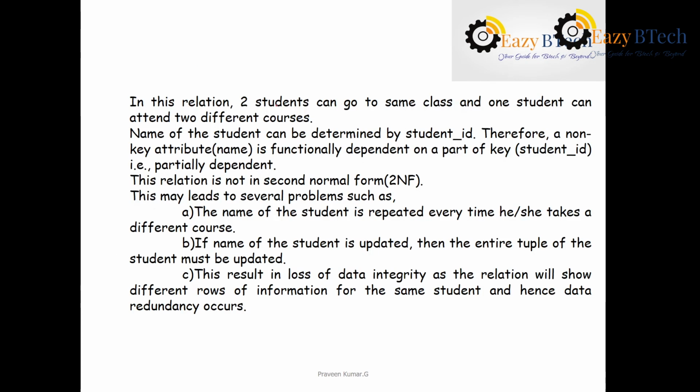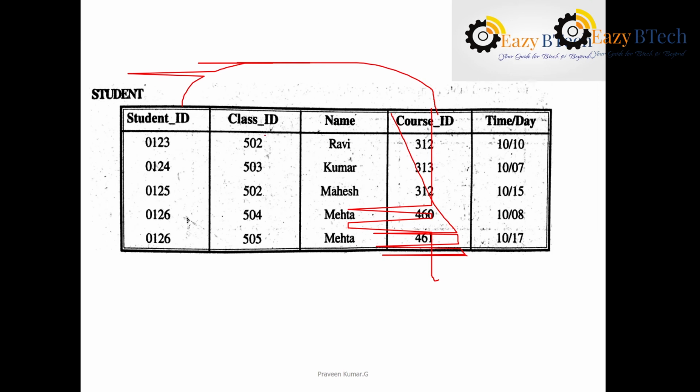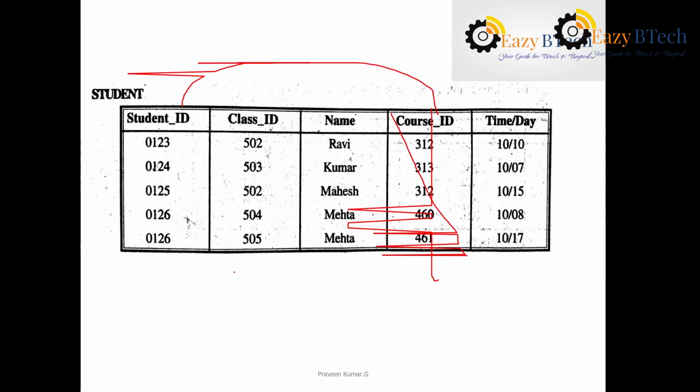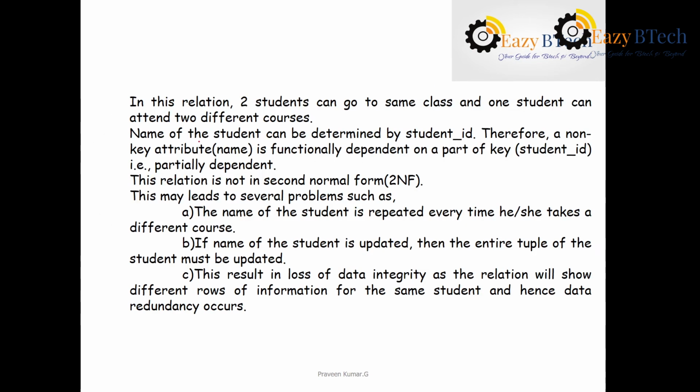But in this example, in the relationship, two students can go to the same class. Okay, 502, 123 and 125 belong to the same class. Whatever the course ID, 312 and 312. And one student can attend two different courses. Who is that? Okay, Mehta. His student ID is 126 and 126, 460 and 461. The name of the student can be determined by using the student ID.